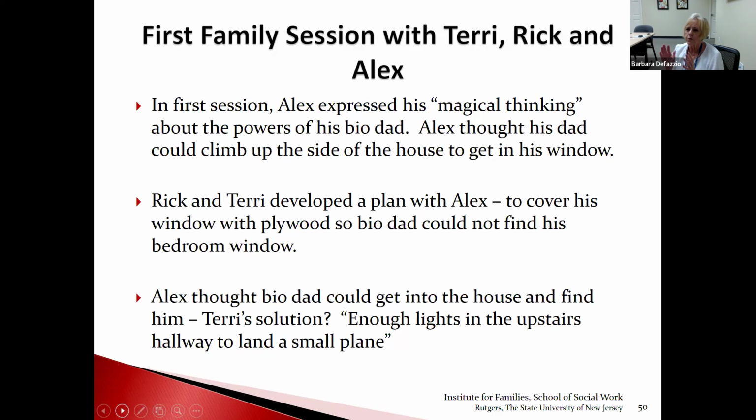These people lived in a 2-story home, and he was very afraid that even though the father was in prison, he had been sent to prison, his father could get out. He thought his father could climb up the side of the house and get in the window. They had a 2nd floor bedroom. He was absolutely convinced that this was going to happen.